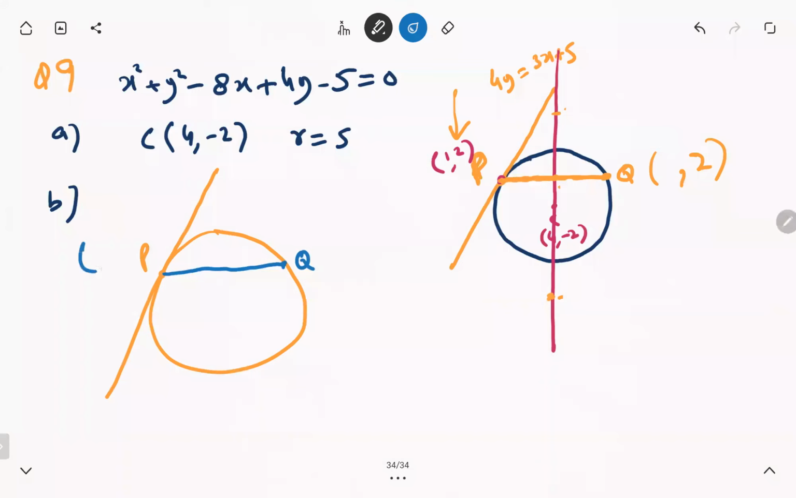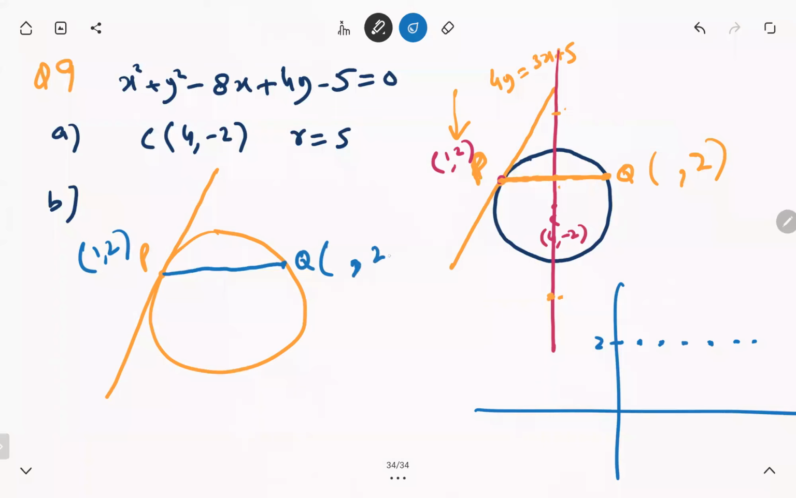The coordinates of P you have in the question: 1, 2. I'm telling you another way as well for the X coordinate of Q. Because PQ is parallel to the X axis, the Y coordinate should stay the same. If this Y coordinate is 2, then this point, this point, all these points will have the same Y coordinate because they are parallel to the X axis. So the Y coordinate of Q will also be 2. Now, how to find the X coordinate? There are multiple ways. One way is to plug Y coordinate 2 into the equation of the circle. You will get the X coordinate.